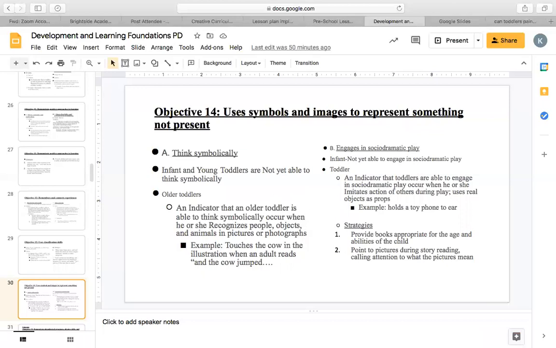Engages in sociodramatic play. Infants are not yet able to engage in sociodramatic play. Toddlers: an indicator that toddlers are able to engage in sociodramatic play occurs when he or she imitates actions of others during play, uses real objects as props. Example: holds a toy phone to their ear. Strategies: provide books appropriate for the age and abilities of the child. Point to pictures during story reading.